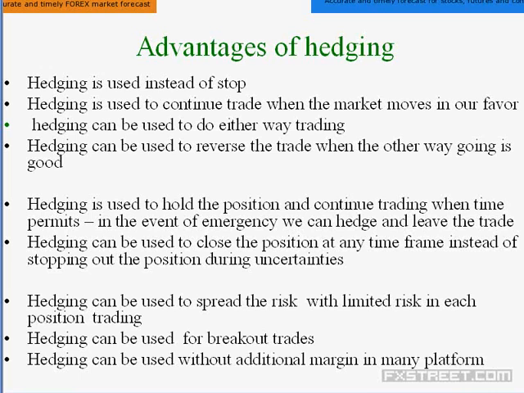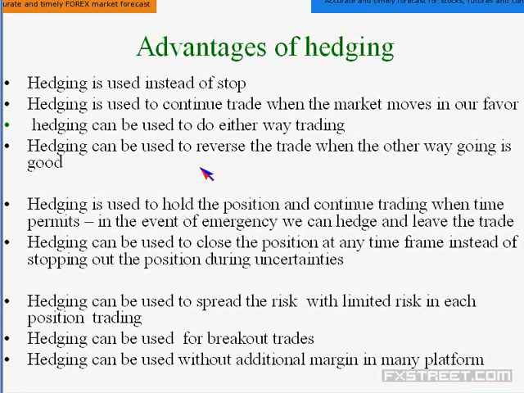Let me explain to you the advantages of hedging. Hedging is used instead of a stop, as I explained. Hedging is used to continue the trade when the market moves in our favor. So if the market moves in our favor, we keep the stop at entry, remove the hedging order, and continue to trade with the original position. Hedging can be used to do either-way trading. I explained on the downside as well as the upside, because the market can only make two types of move, either on the upside or on the downside, and both ways you can make the trades.